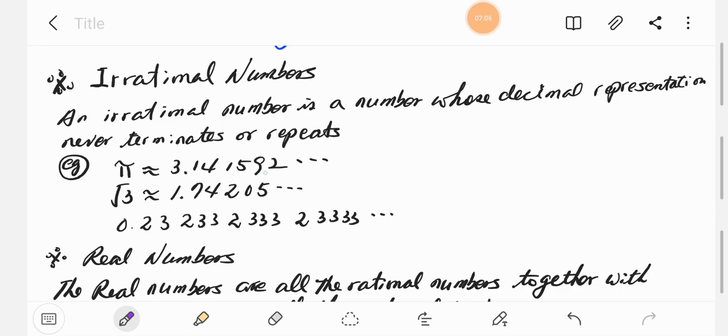3.141 and so on, never terminates, never repeats. The square root of 3, 1.74205 and so on, never terminates, never repeats. How about this decimal? You have 0.23, then 2, then 3, 3, then 2, 3, 3, 3, then 2, 3, 3, 3, 3, and so on. This one never repeats, never terminates. So these numbers are irrational numbers.